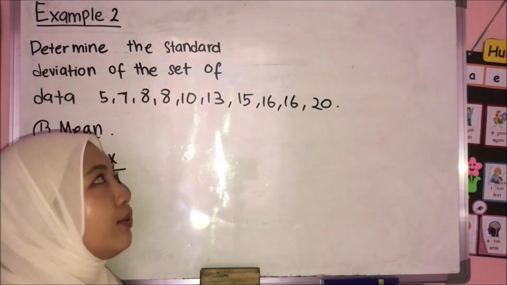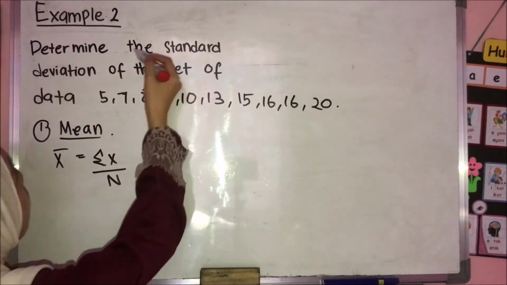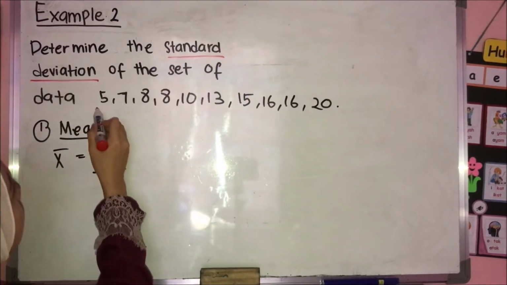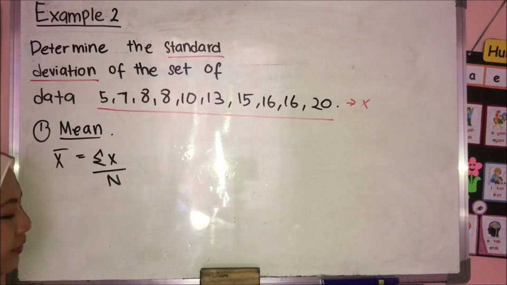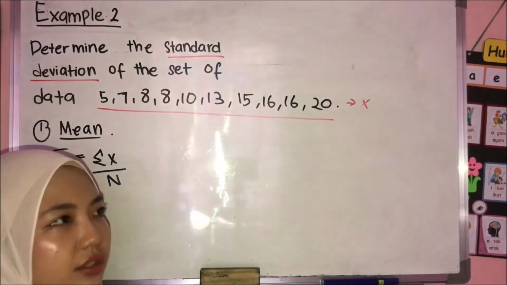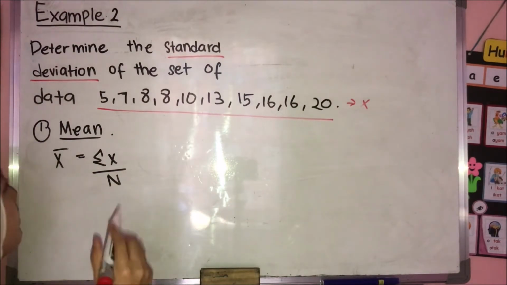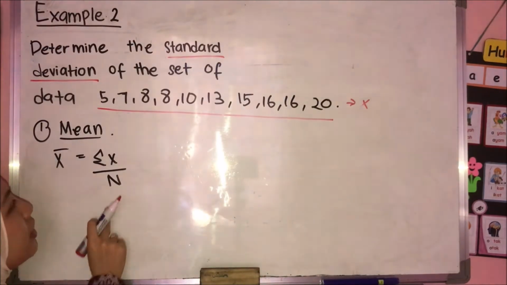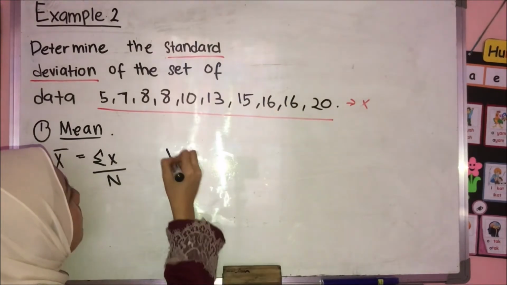Okay students, now we move to example 2. Determine the standard deviation. The question is standard deviation, and this is the data. Data is x, right? So the first step is we must find the mean first. To find standard deviation or variance, we must find the mean. This is the formula of mean like we learned in example 1, so I will not show it again. I will continue to find the mean.